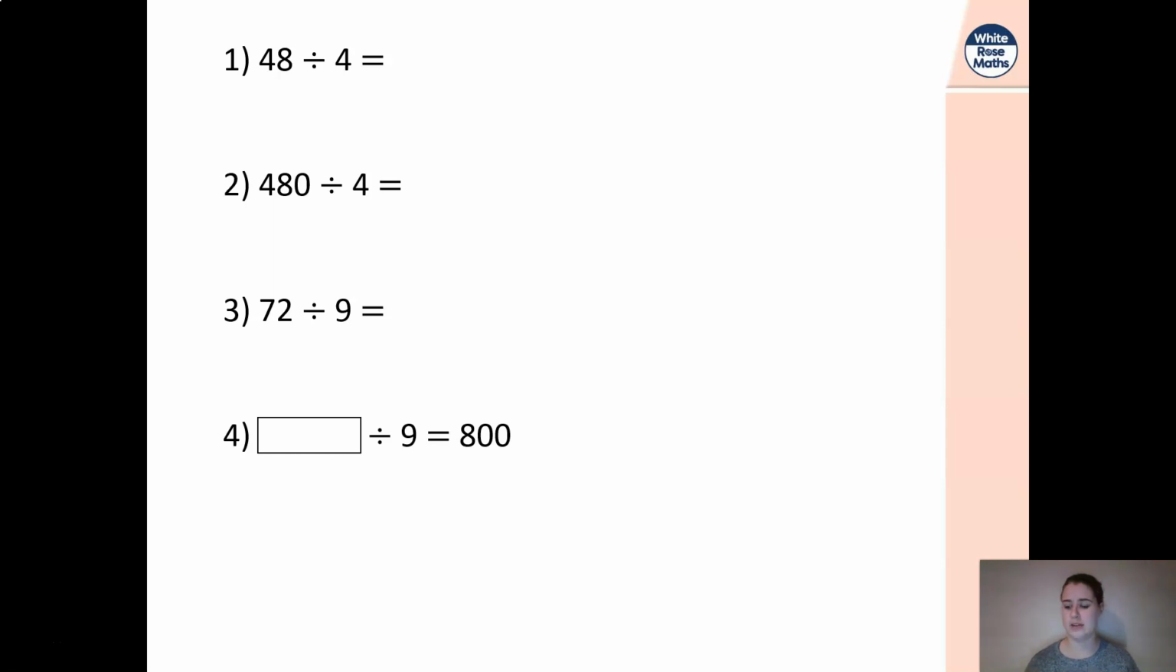Okay, well we know that 48 divided by 4 is 12. Therefore, we know that 480 divided by 4 has got to be 10 times bigger than the previous answer. So it's got to be 120. Now, 72 divided by 9 we know is 8. Now, here we can see in our answer that that 8 turned into 800, which means that became 100 times bigger. Therefore, we need to make 72 100 times bigger. And the answer there is 7,200.